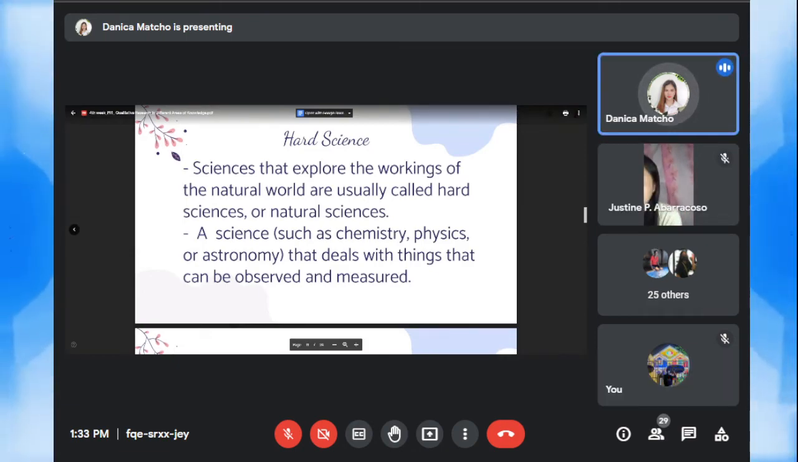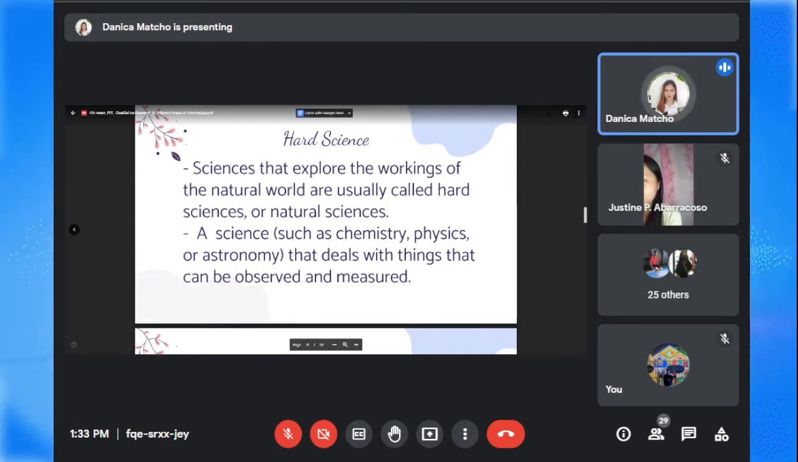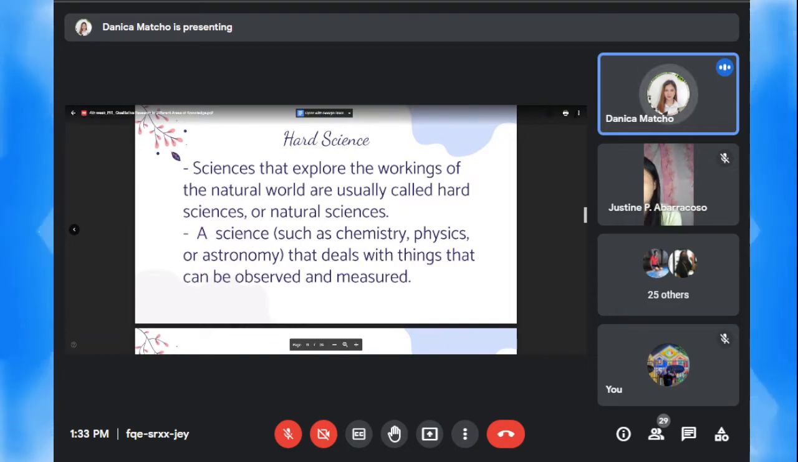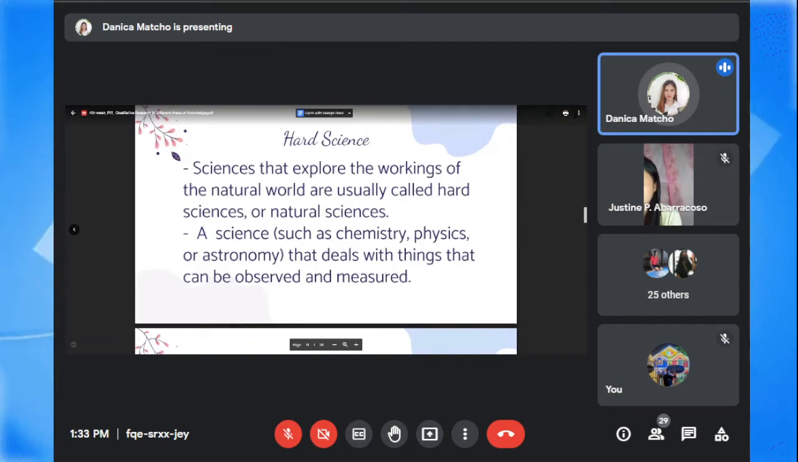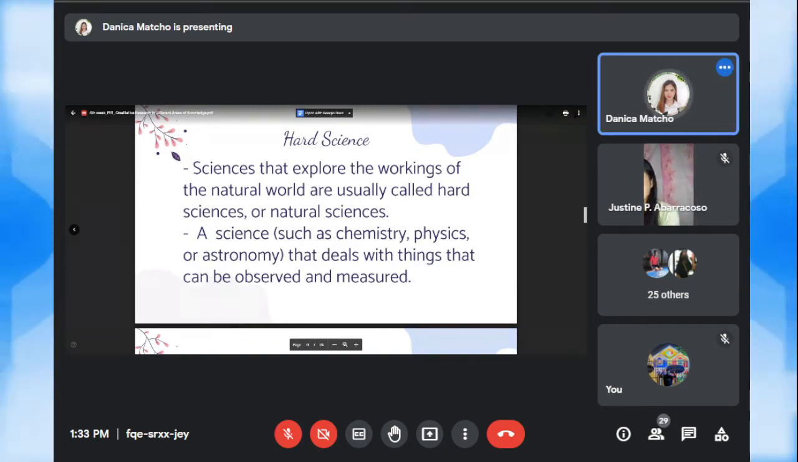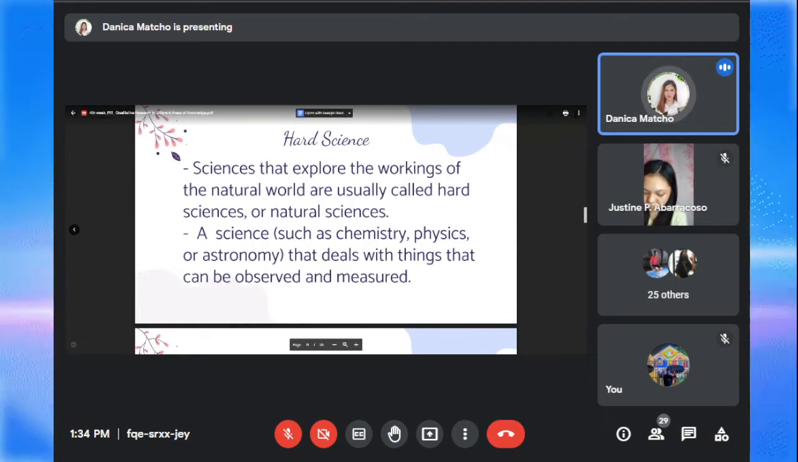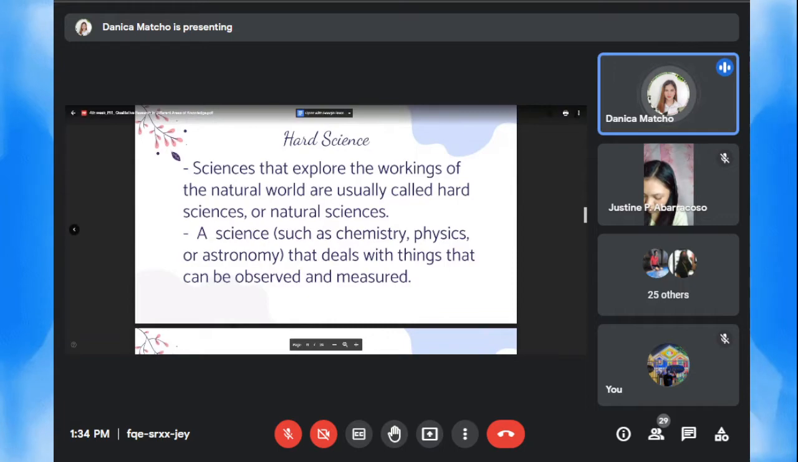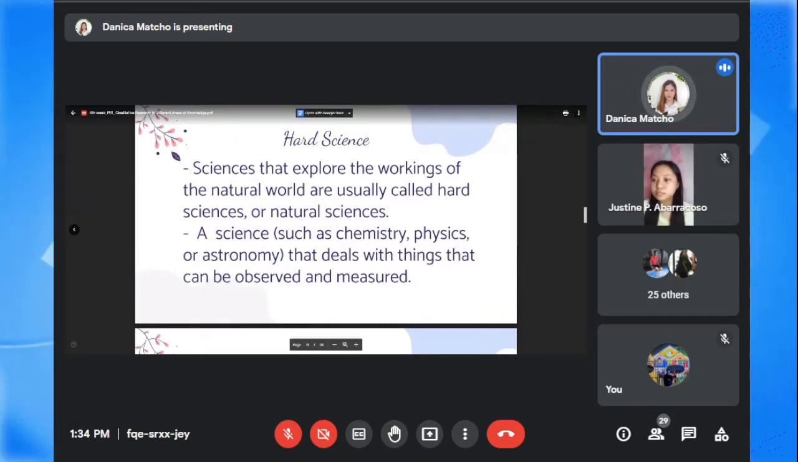So in hard sciences, the thing that you need to remember is the words natural world. Okay, so why? In hard sciences, we are exploring or working on the natural world. So yung mga bagay na nangyayari here in our world, yung mga natural things, or mga bagay na nandito sa ating mundo. So that is the focus of the hard sciences.